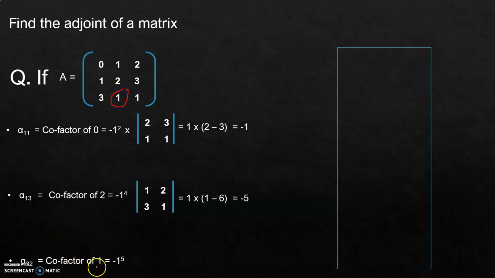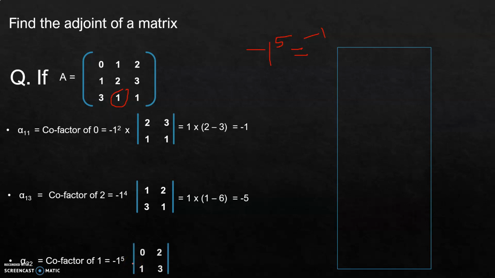So cofactor of 1 is equal to minus 1 whole raised to 5. So 5, check, it is the total of the number of rows and columns. It is the 3 2 position, so 3 plus 2, it is 5. Minus 1 whole raised to 5 is equal to minus 1. Just check whether it is an odd or even number. It is powered by an odd number, so it is minus 1.